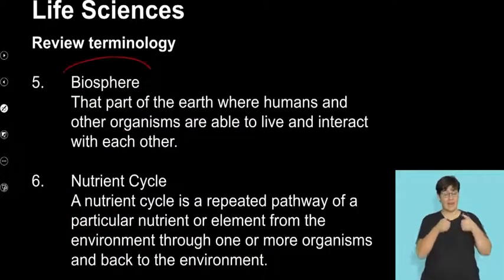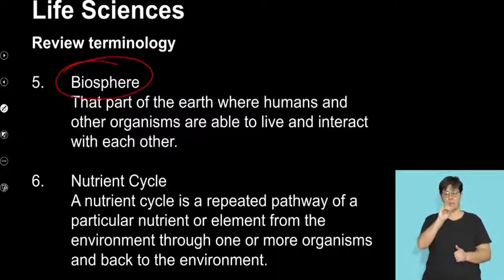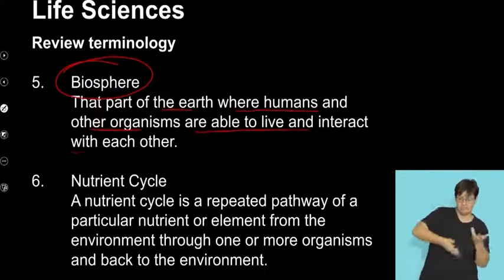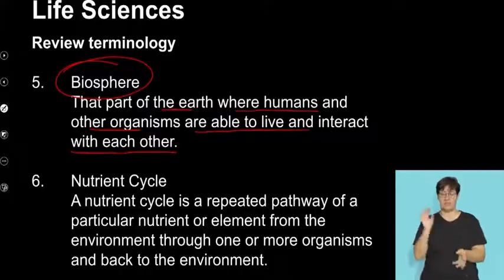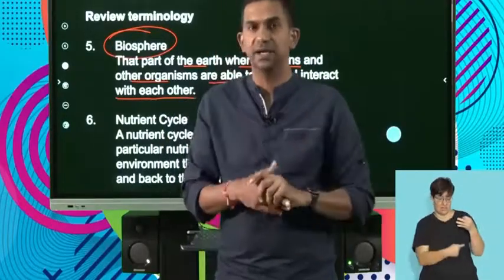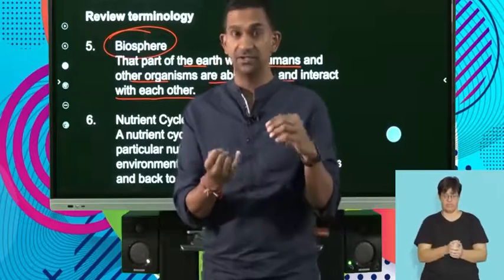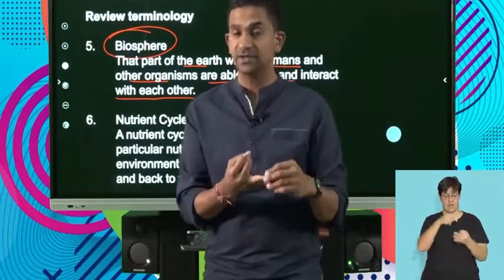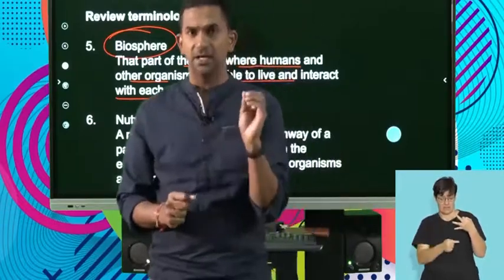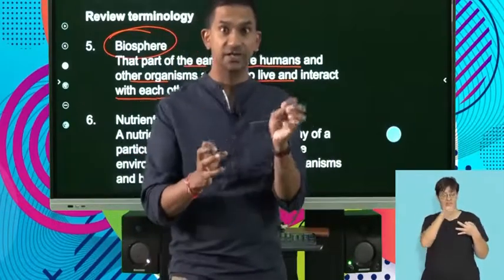Guys, the next component is the biosphere. This is the part of the earth where humans and other organisms are able to live and interact with each other. As a recollection of what we've done in the past, the biosphere refers to the 3 components that make up Earth: the atmosphere, the hydrosphere, and the lithosphere. When we look at these, we're going to pay special emphasis today on the atmosphere and how the oxygen cycle occurs.